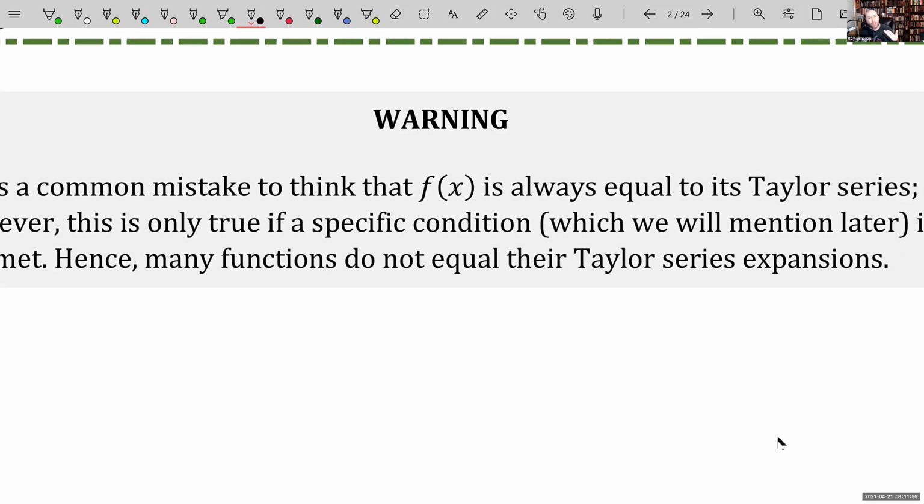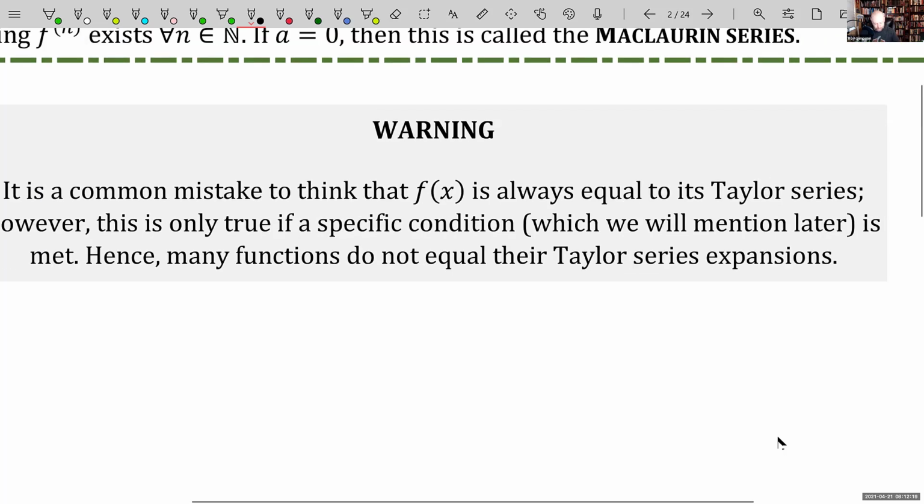There's actually an infinite number of functions that do not equal their Taylor series expansions. However, you are not going to deal with any of those. So the punchline here is you have a safety net. All the functions we're going to deal with have Taylor series expansions and they're equal to them. That's the blessings of Calc 2.